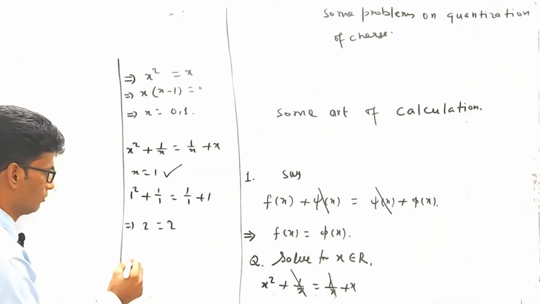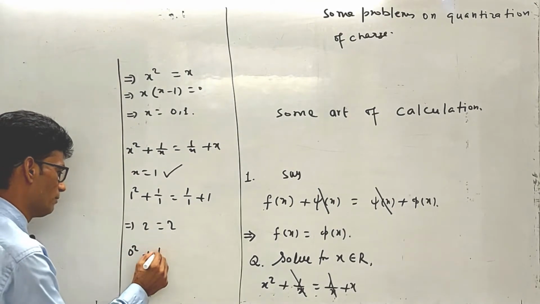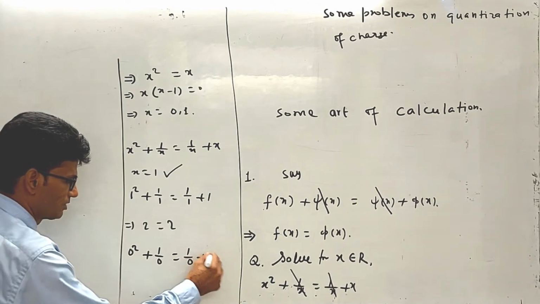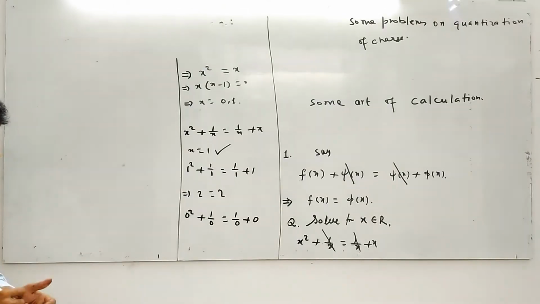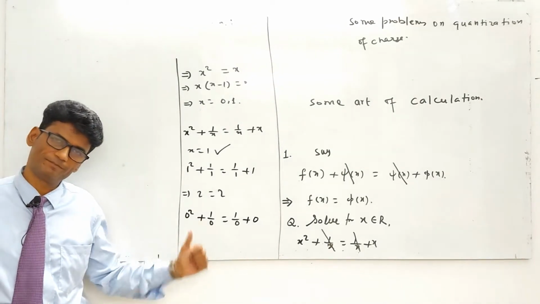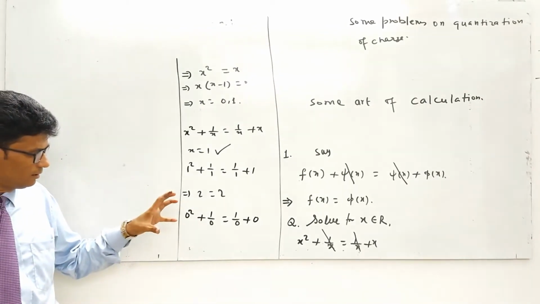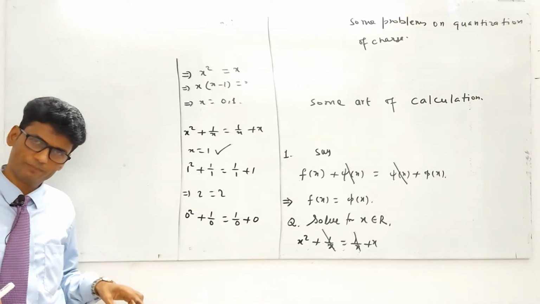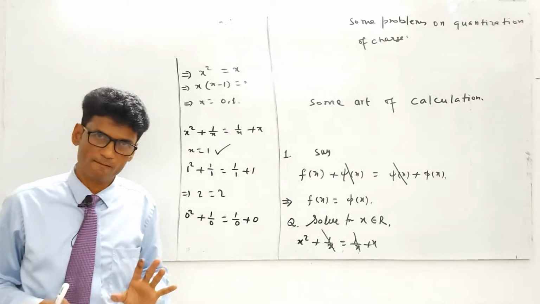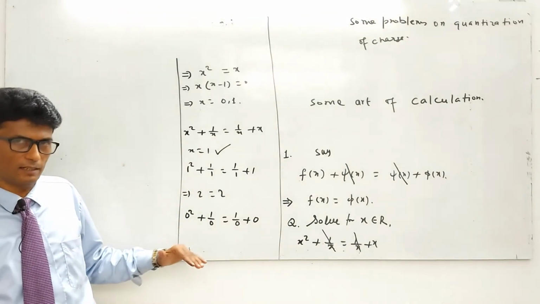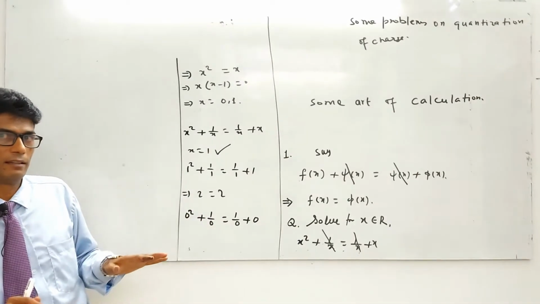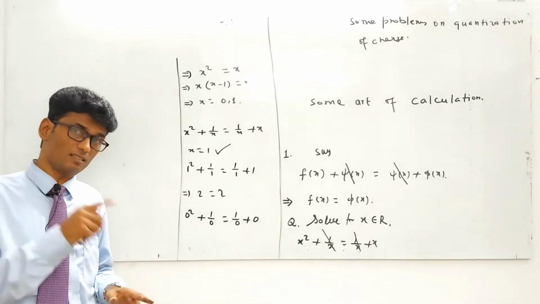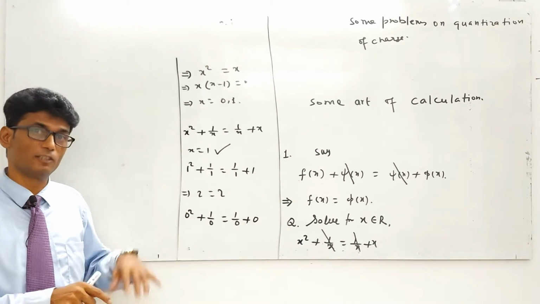Now we put x equal to 0. So 0 square plus 1 by 0, equals 1 by 0 plus 0. Here is the problem. Any defined quantity, and we all know 0 is also a defined quantity, occurring in the numerator is okay. But if the defined quantity 0 occurs in the denominator, then it makes the function not defined.